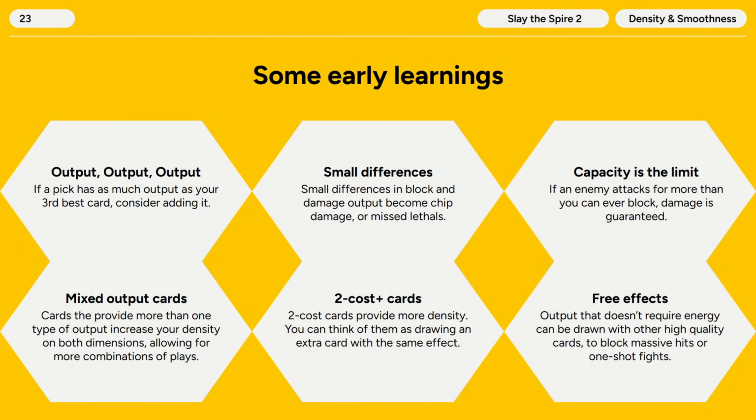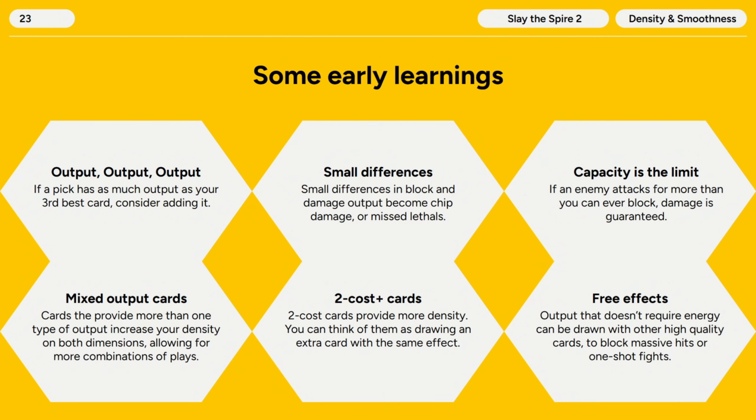If the 3rd best attack in your deck is Strike, or if the 3rd best block in your deck is Defend, just add anything that's shown to you and it will improve. And yeah, I do mean anything, because small differences do matter. Small differences in block and damage output on those individual cards do become chip damage or missed lethals. Looking again over that Grasshopper fight, those weak cards, the Parry and the Cosmic, even though they were weak cards, by improving the density and giving you options other than Defend, they saved you 6 HP.